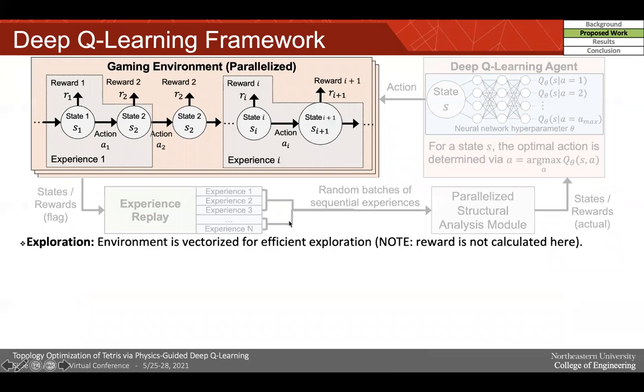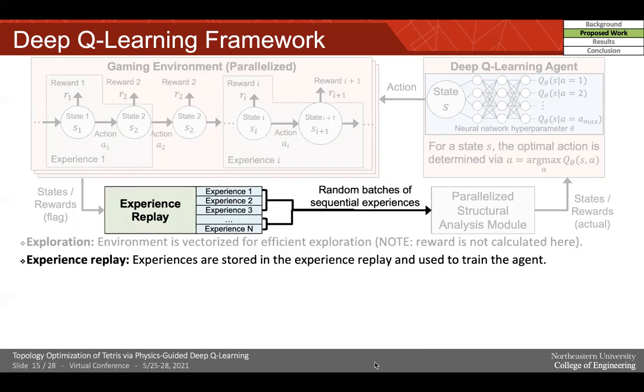First, the gaming environment defines the state of the Tetris board, represented by the organization of the blocks, and the action to place each block inside the board, which also represents the transition from one state to another. It also defines the reward based on the structural analysis, which makes an AI agent maximize the reward by continuously playing Tetris-like games. It should be noted that the reward is not calculated during this exploration step, as the calculation of the reward can introduce an unexpected bottleneck from structural analysis when multiple sessions run in parallel.